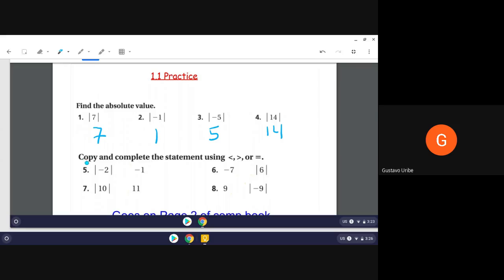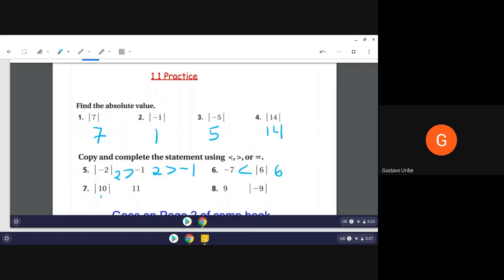For 5 through 8, it says copy and complete this statement using less than, greater than, or equal to. Before we can do that, we use the absolute value to figure out what these numbers will be. For example, the absolute value of negative 2 is 2, and 2 is greater than negative 1, because a positive number will always be greater than a negative number. Similarly, the absolute value of 6 will be 6, and a positive number will always be greater than a negative number. So the inequality looks like this.